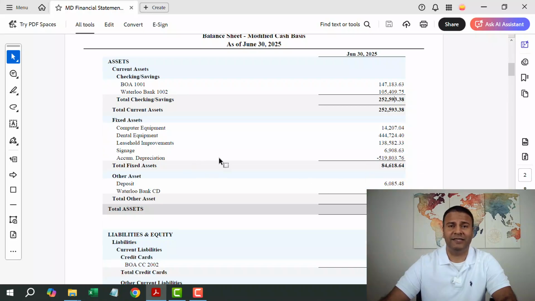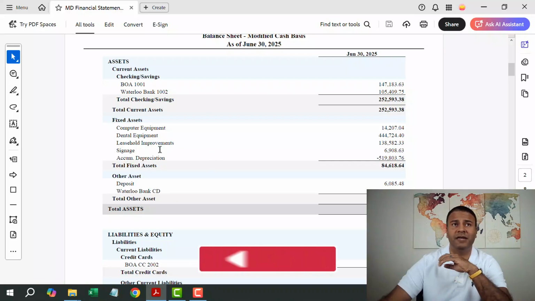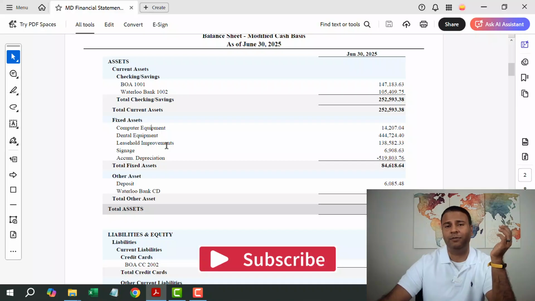It has fixed assets. Fixed assets are essentially assets that need to be depreciated over a period of time. It might be 5 years, it might be 7 years, it might be longer, depending on what type of asset it is and how the IRS allows you to depreciate it. Here you'll notice this entity has computer equipment, dental equipment, and some leasehold improvements, just the normal stuff that a dental practice typically has.